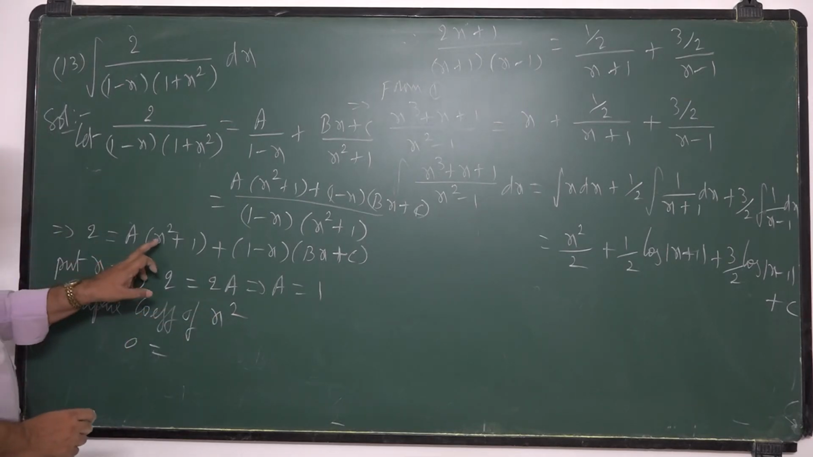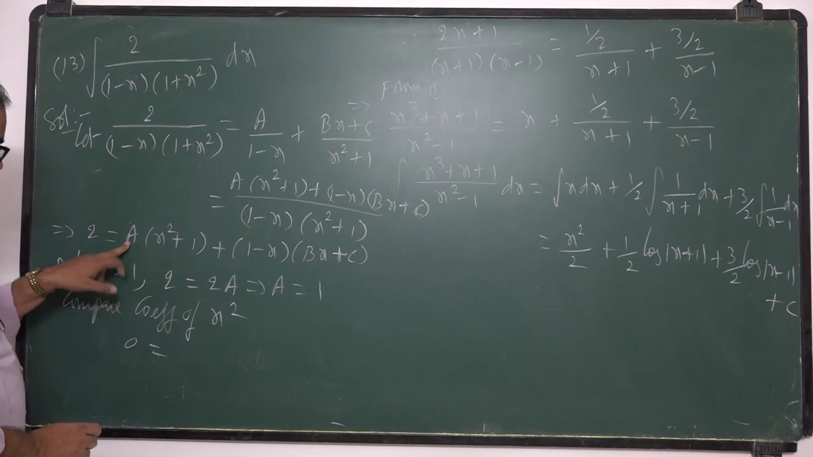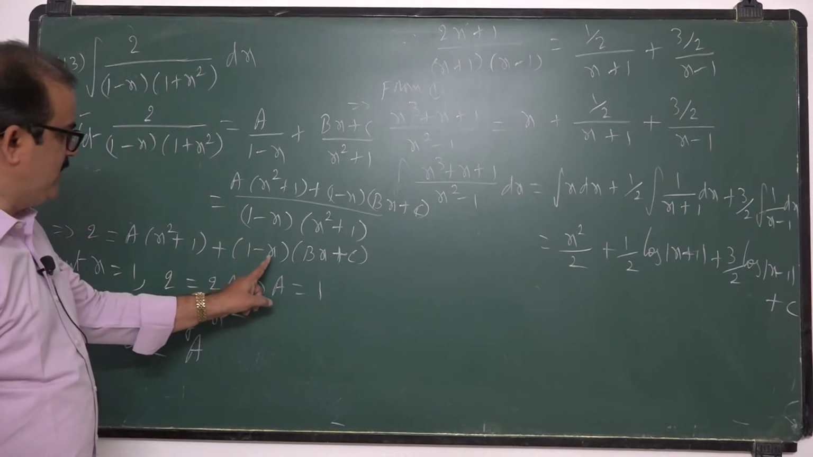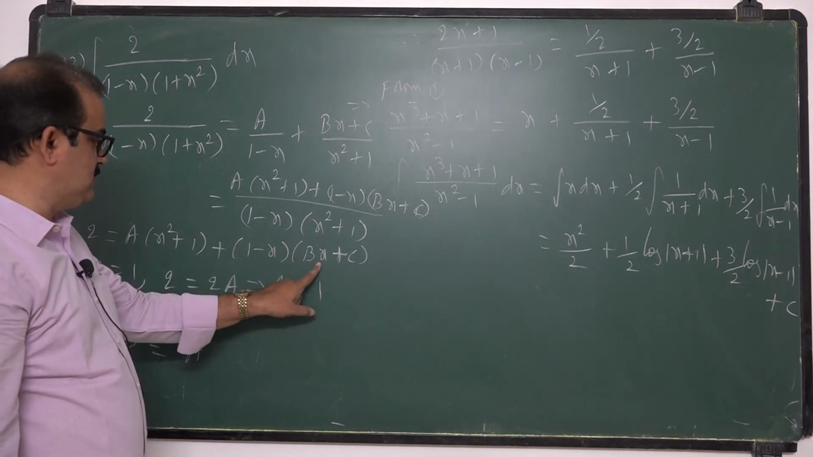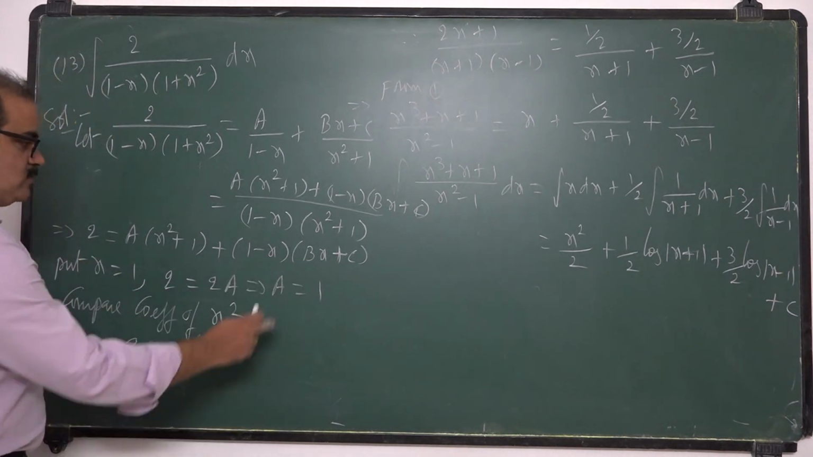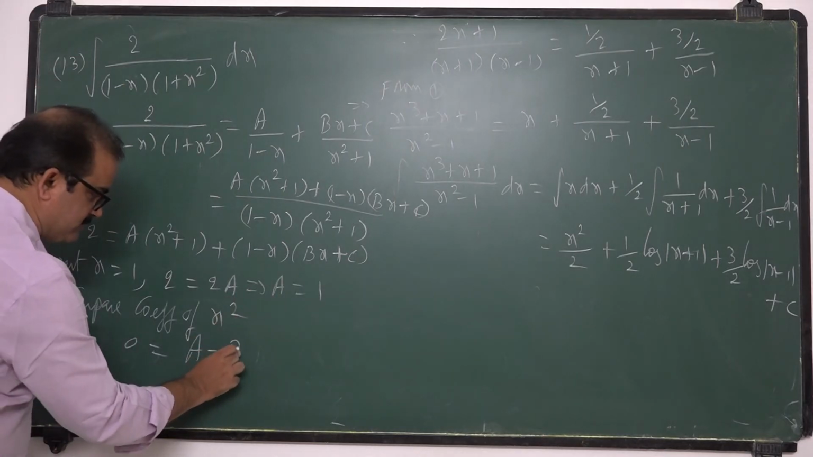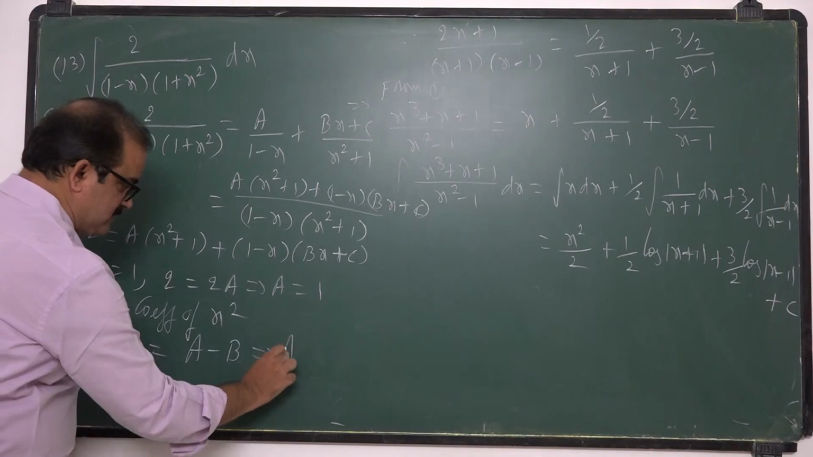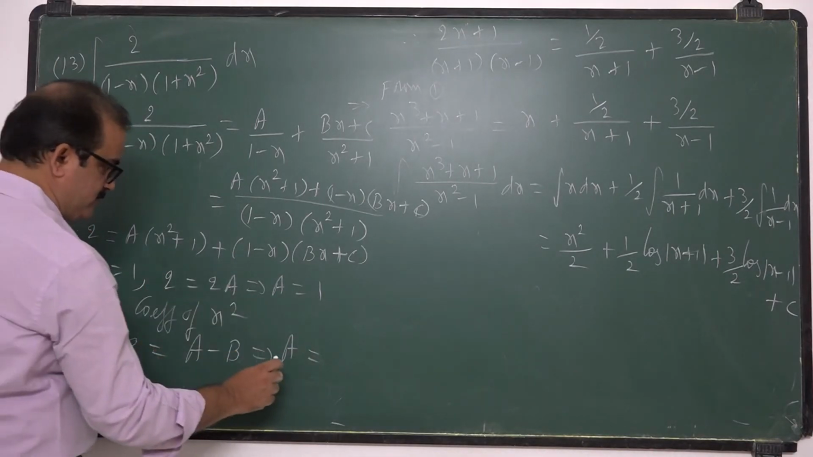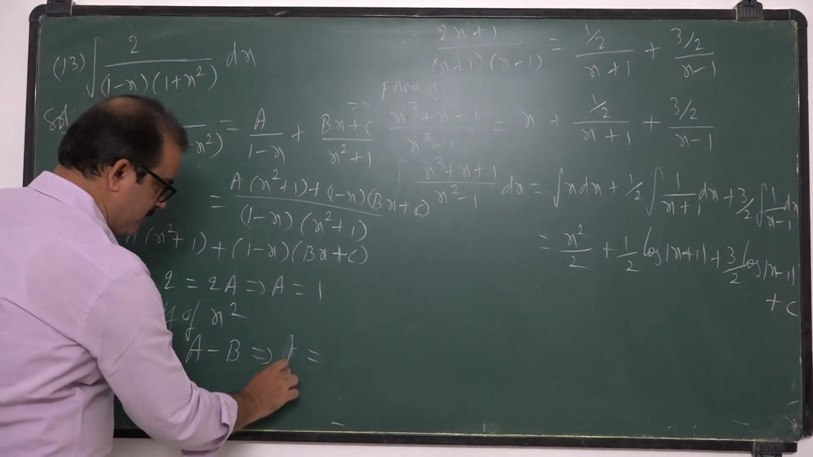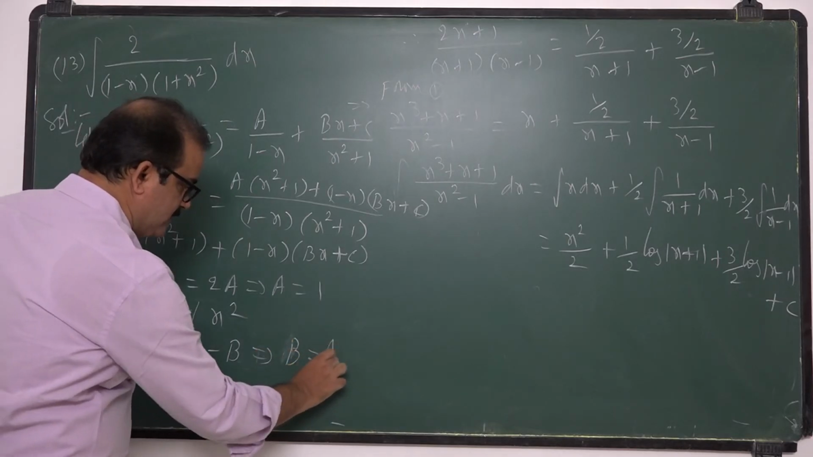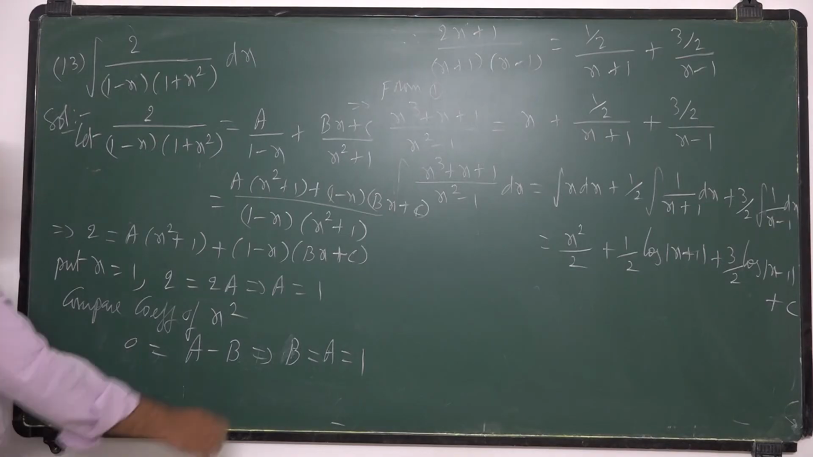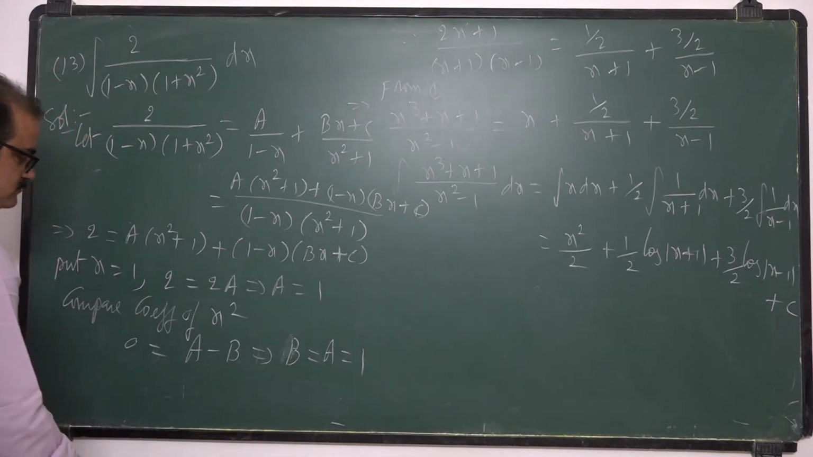In the RHS, x squared into A, so the coefficient of x squared is A; minus x into Bx gives minus Bx squared, so the coefficient of x squared is minus B. A minus B is equal to 0. From this, A is equal to B, or B is equal to A, but A's value is 1. So B is also 1.